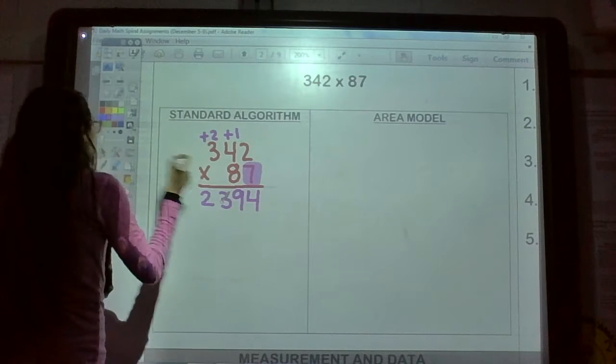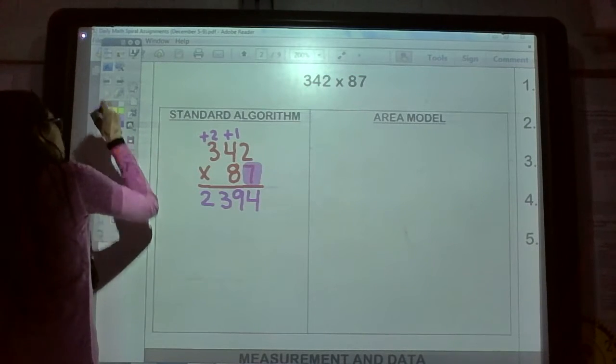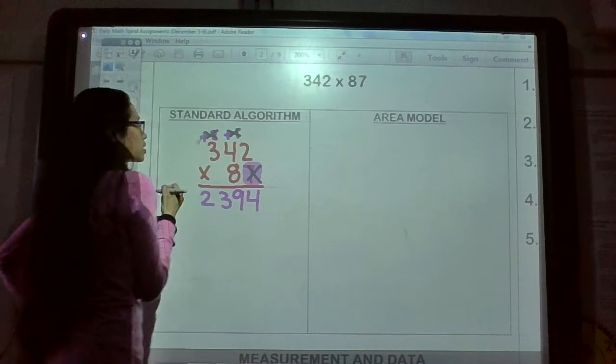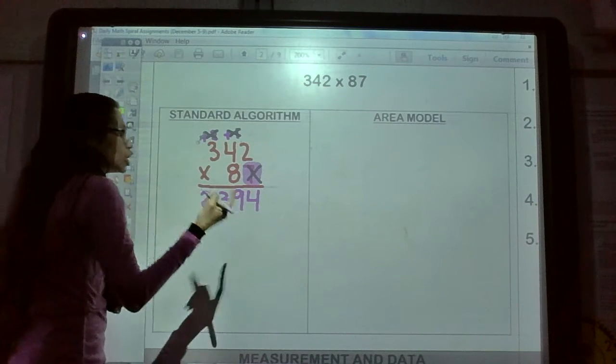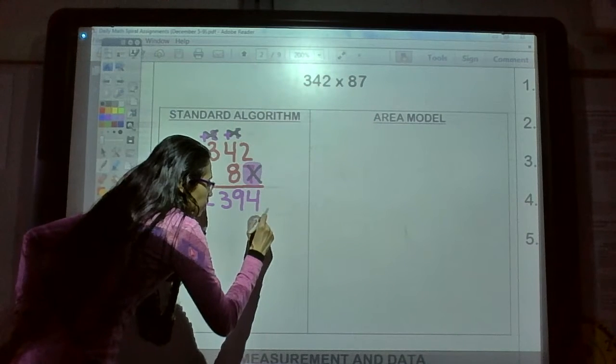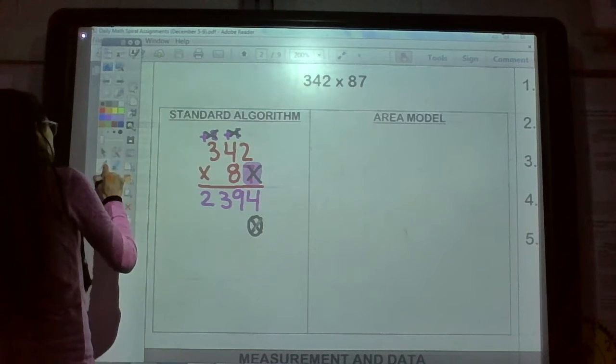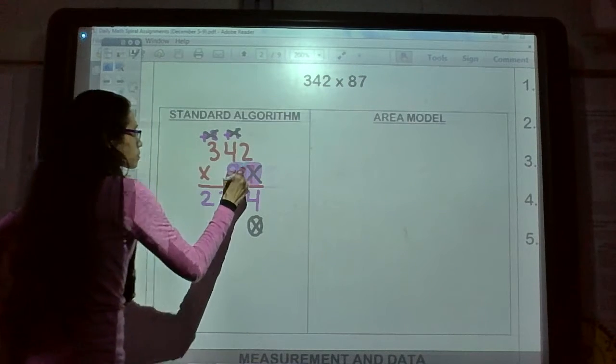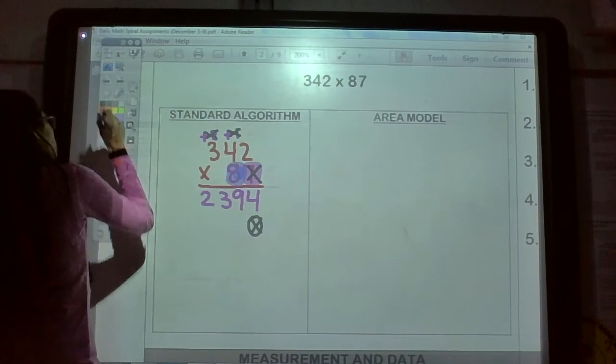Now what? We're done with that 7. Bam, done with you, 7. Cross it out. Cross out everything that we carried, and then do what? Put your placeholder right there. Now we are going to multiply using that 8. Let me highlight that for you. All right, multiply by 8.